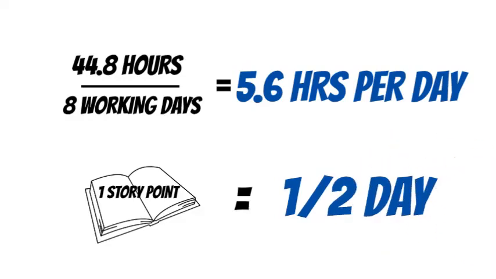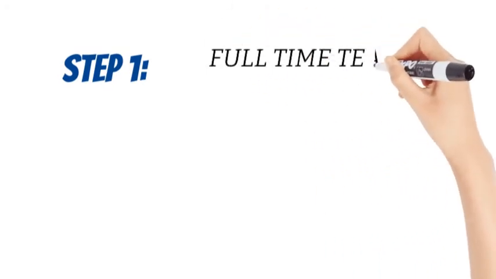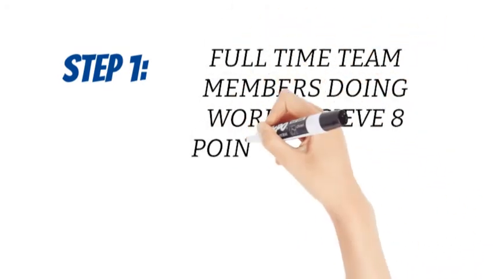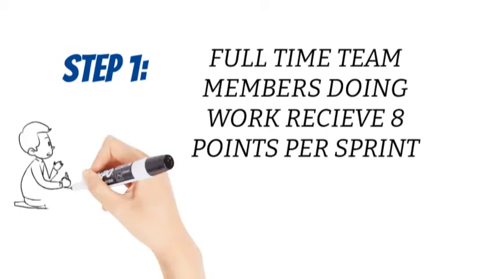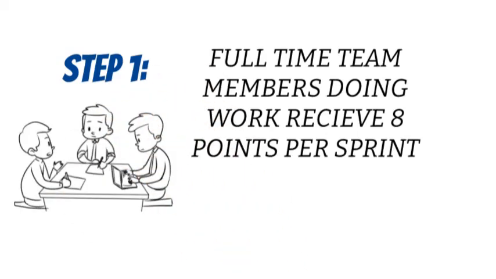So when we go to determine capacity, it really comes down to 4 easy steps. Keep in mind, our formula for identifying capacity is based on available development time. So only full-time Agile members that work on development should receive 8 points for a 2-week sprint. Any part-time developers, that 8 points should be adjusted.